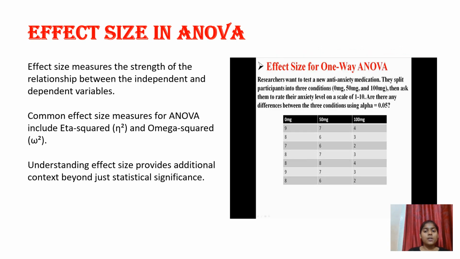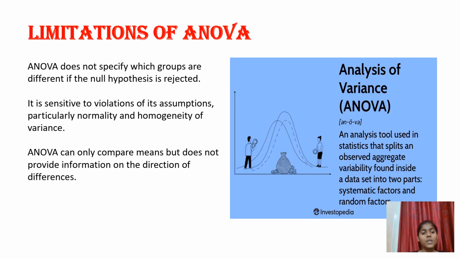Effect size in ANOVA. Effect size measures the strength of the relationship between the independent and dependent variables. Common effect size measures for ANOVA include eta squared and omega squared. Understanding effect size provides additional context beyond just statistical significance.